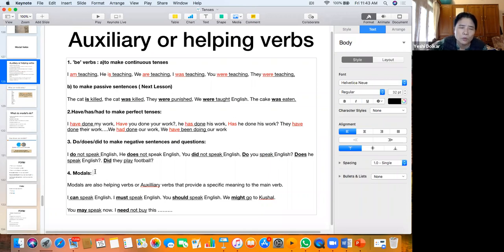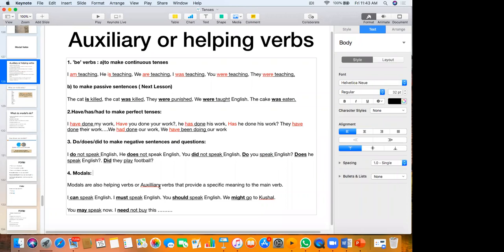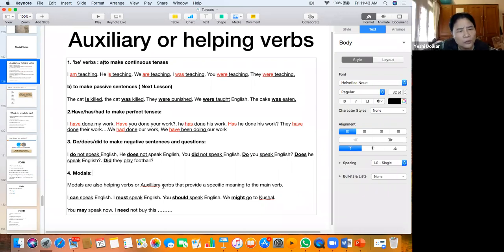Now we come to what modals are. The modals are also helping verbs. They're also called auxiliary verbs. But then what is their use? I mean, how are they used? What do they mean when you use them? When you use these verbs, you get a completely different meaning. It's not about tenses.